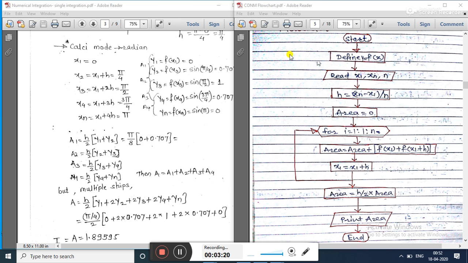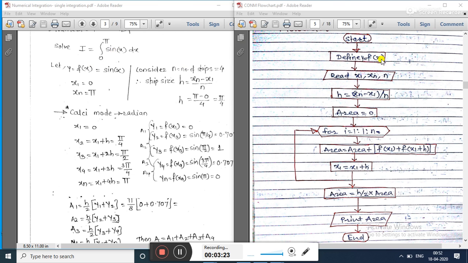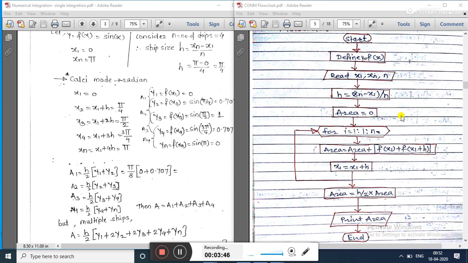So start, define the function y is equal to f of x. Read inputs. Inputs are x1, xn, n. Calculate h is our next process step, in a rectangle box: h is equal to xn minus x1 upon n. Then here we see the summation. So initialize the summation. I will use the variable area. Area is equal to 0. Then we start with the strips: first strip plus second strip plus third strip plus fourth strip.